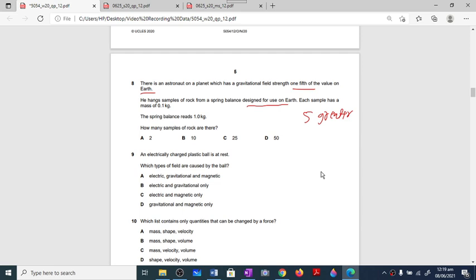So now how many samples of the rocks were there? So 1 divided by 0.1, that is equal to 10, and when we multiply 10 by 5 we will get the answer equal to 50. So option D is the valid option.